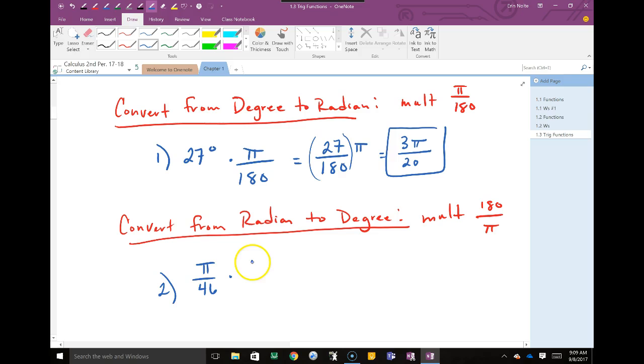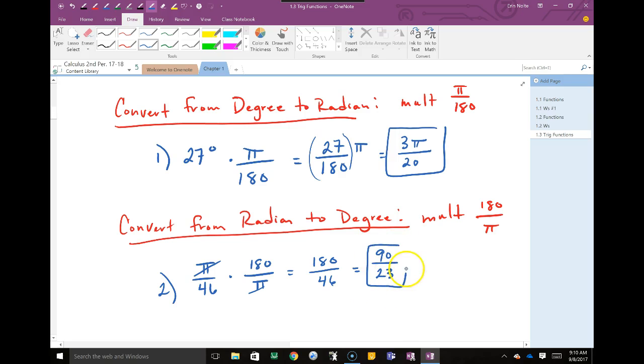We're going to multiply by 180 over pi. So we have two fractions being multiplied together. How do we work with that? The pi's cancel out. So now we're reducing 180 over 46. What do you think we can divide that by? 2. What's 180 divided by 2? 90. What's 46 divided by 2? 23. 23 is prime, so that looks good.